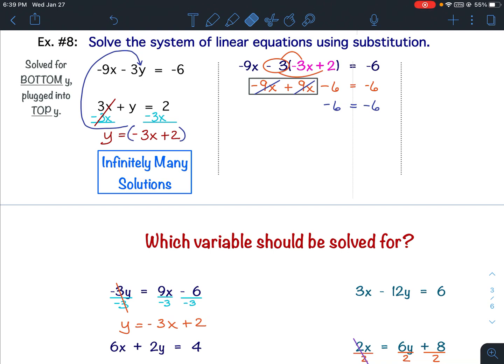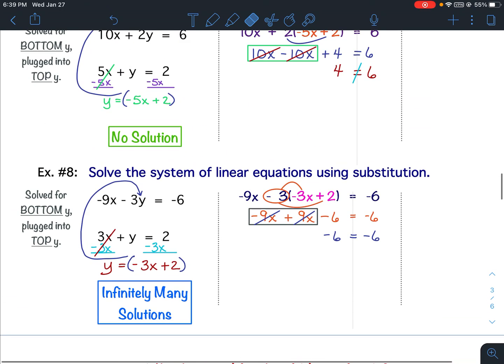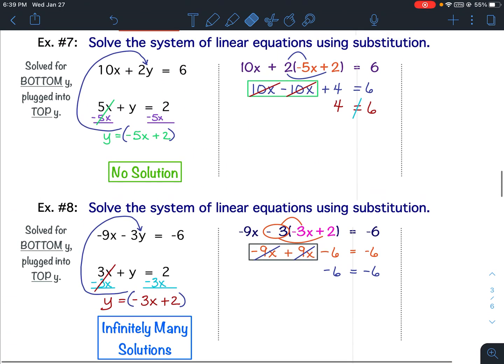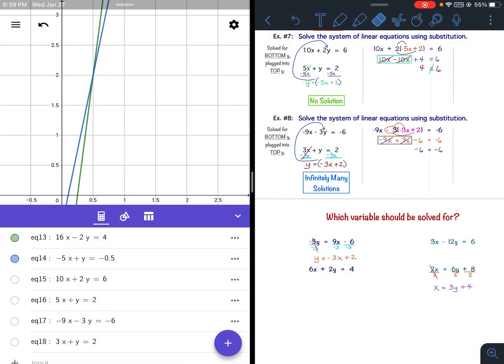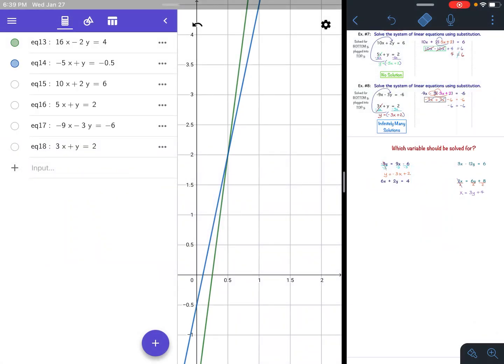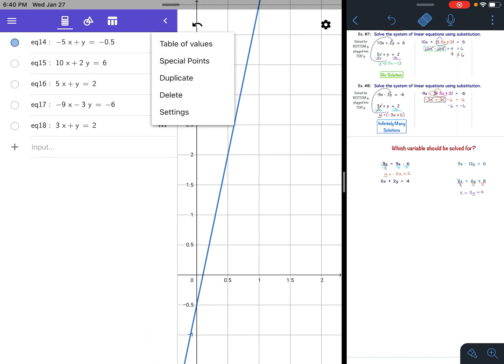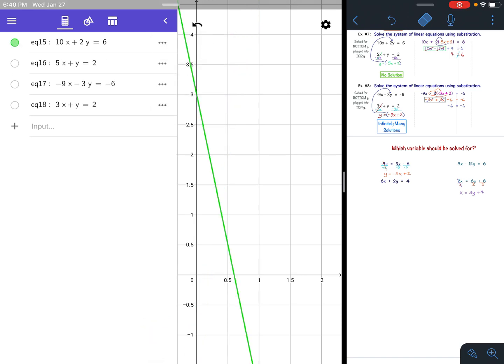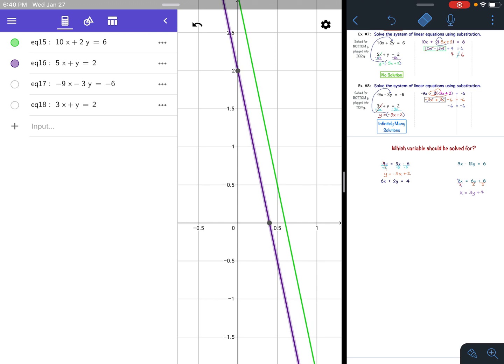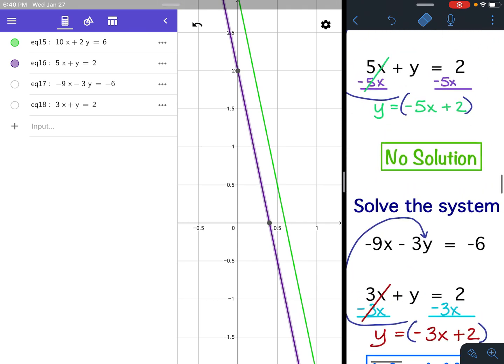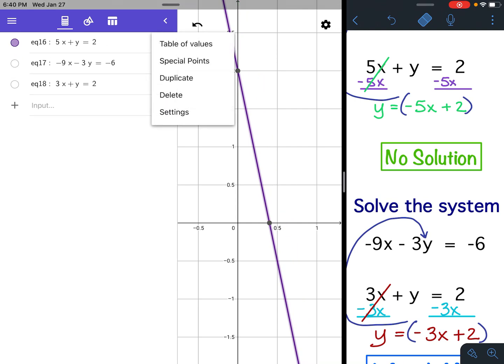Okay, so the last step now. The last step I want to do is I want to check 7 and 8 using the graphing calculator. So check number 7. Well, if you look at the two lines graphed there, they are parallel lines. Parallel lines have no solution. So number 7 is correct.